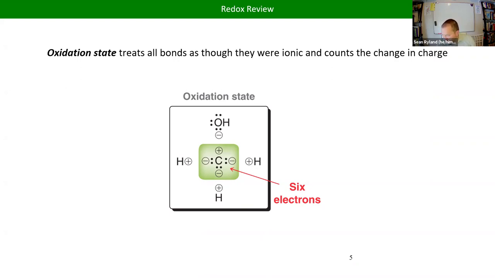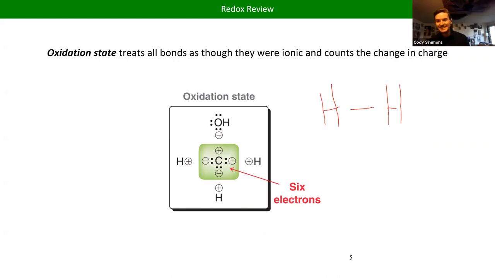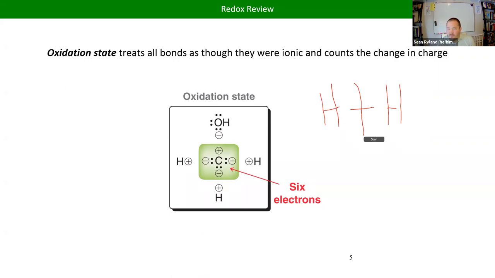What would the oxidation state of hydrogen gas be? I'm going to go with 0 again. 0, nailed it. So for this one, because hydrogen is bound to itself and all hydrogens have exactly the same electronegativity, we'd split that bond right down the middle and each hydrogen would have 1 electron, which is exactly where it is on the periodic table.